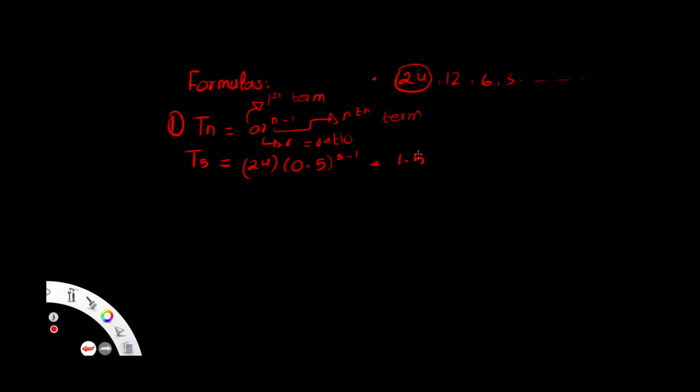1.5. So the 5th term of this progression is 1.5. Yeah, and you can even see it calculated by seeing the trend: 24, 12, 6, 3, 1.5, and then further on.